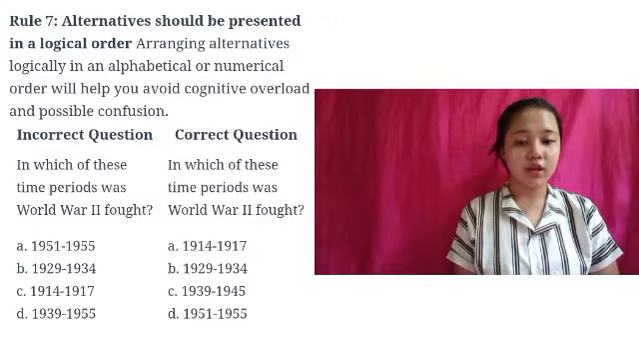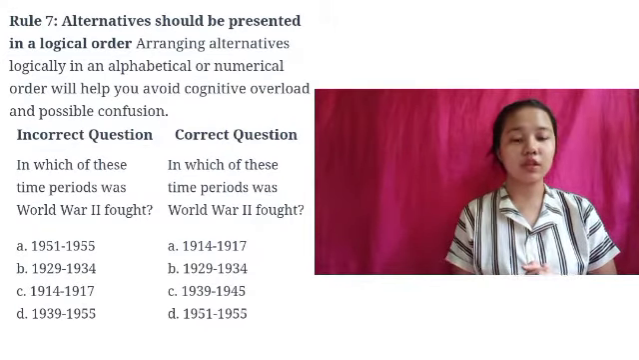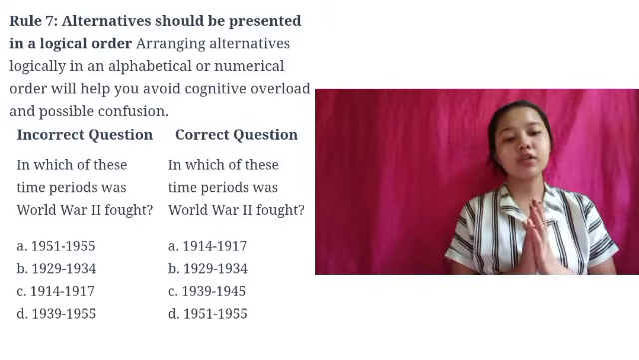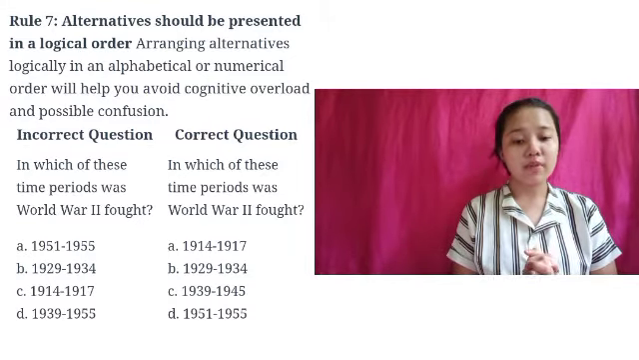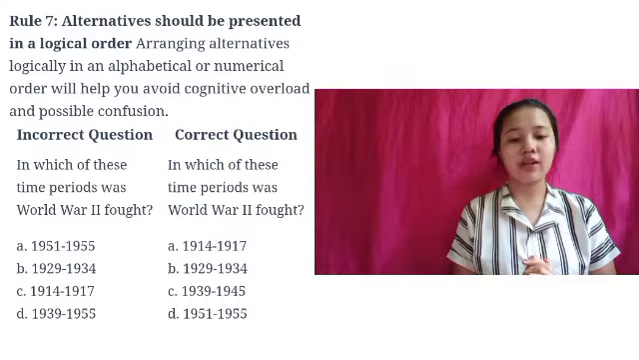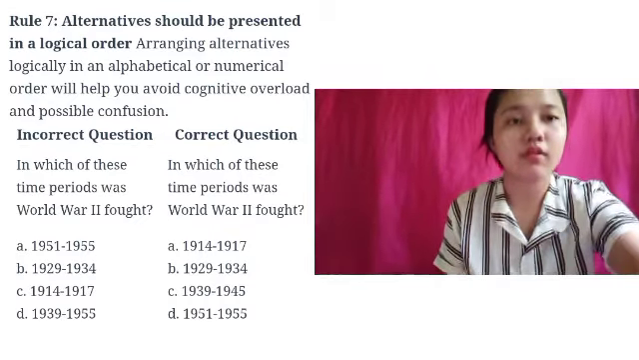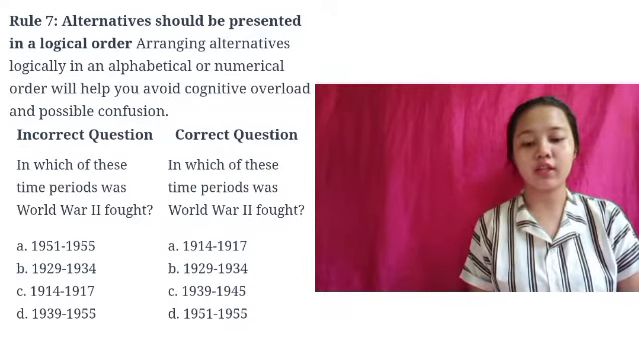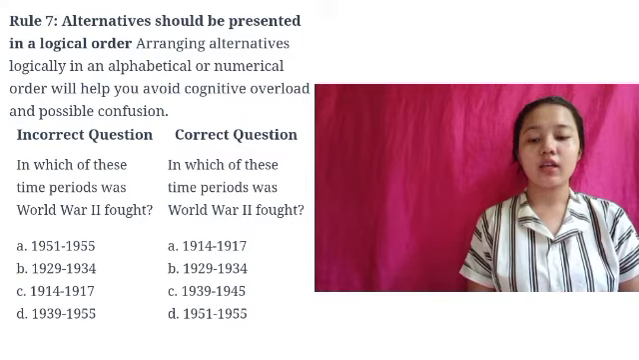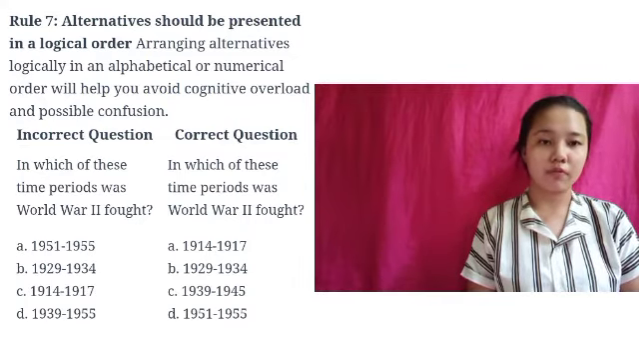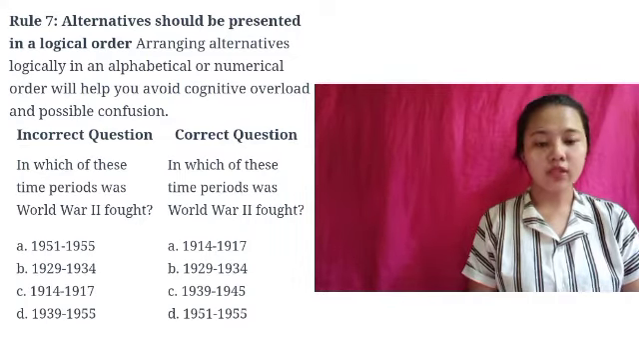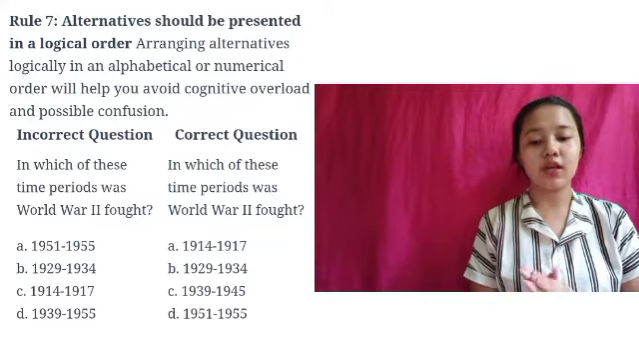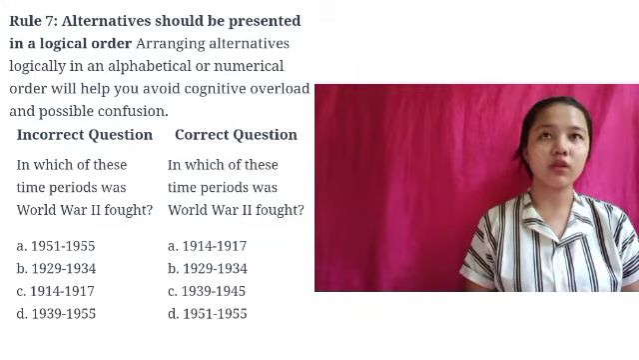Rule number 7, alternatives should be presented in a logical order. Arranging alternatives logically in an alphabetical or numerical order will help you avoid cognitive overload and possible confusion. B. 1929 to 1934. C. 1914 to 1917. D. 1939 to 1955. So, dapat daw dito is nakasunod-sunod yung year niya.